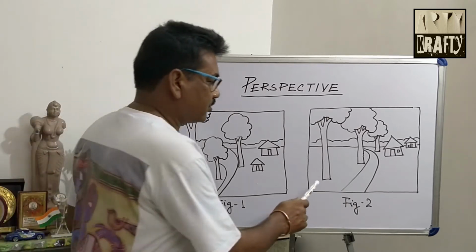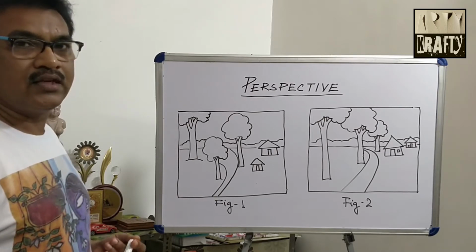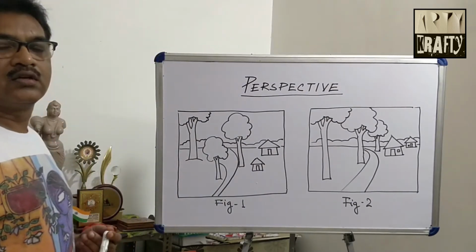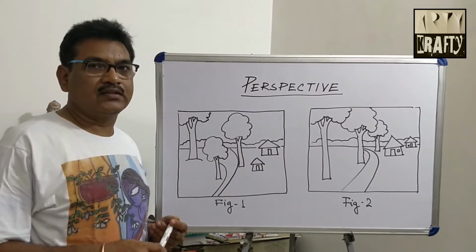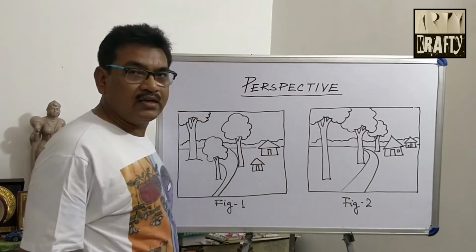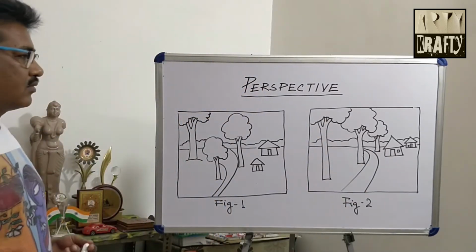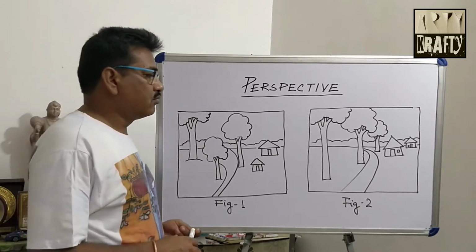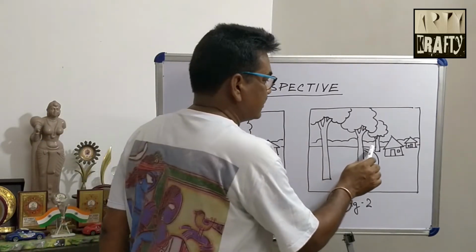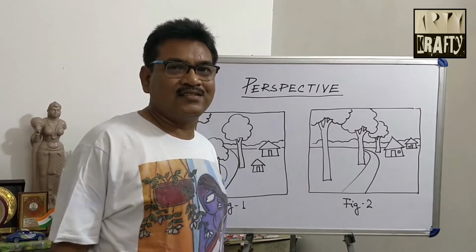Obviously, figure 2. Here comes the term perspective. Perspective is an optical effect in which the nearer objects seem bigger than the distant objects. In other words, we draw nearer objects bigger than the distant objects. So, let's get started.